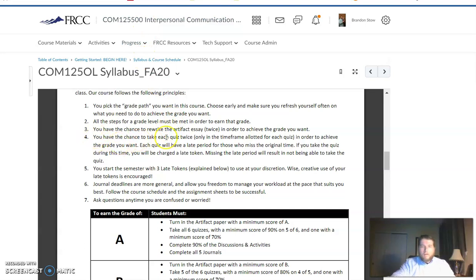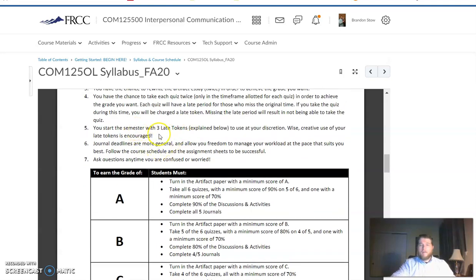Let me see where I'm at. You have the chance to take each quiz twice, only in the time frame allotted, which I mentioned, okay, in order to achieve the grade you want. Each quiz does have a late period for those who missed the original time. We'll talk about late tokens here in a minute. If you take a late quiz, it costs you a late token, okay? You start the semester with 3 late tokens. I'll talk about late tokens when I get to the late policy.